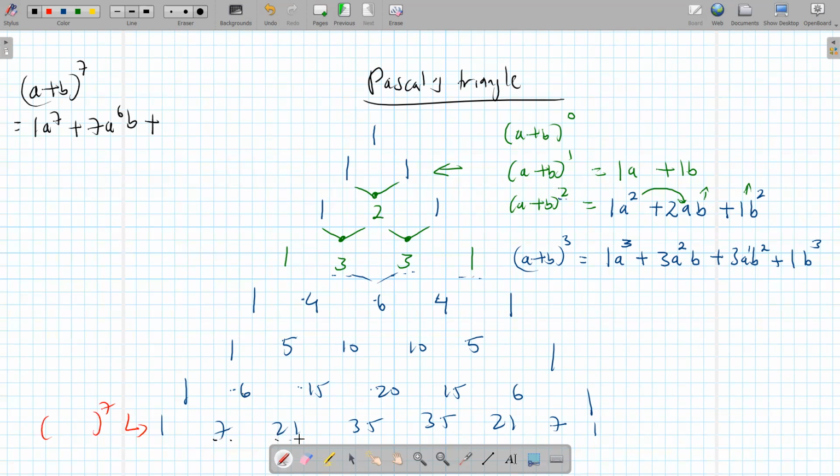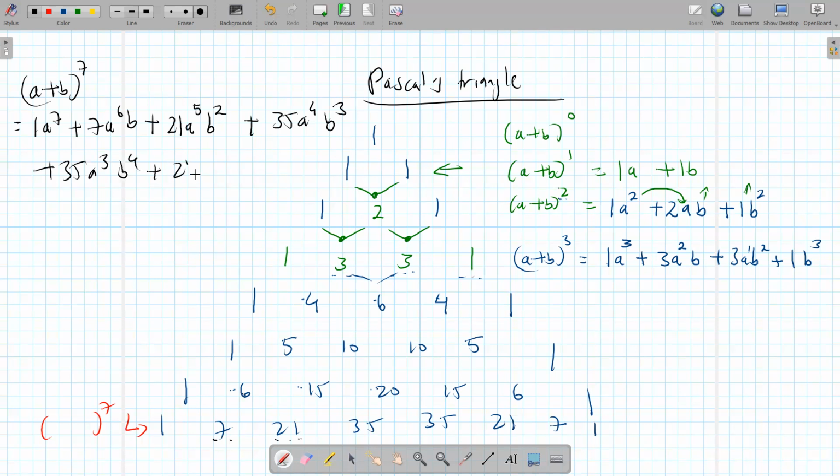What's the next term going to be? So the next coefficient is 21, right? So 21. The power of a goes down by 1, so it becomes a^5. The power of b goes up by 1, becomes b^2, like that. What's the next term? 35a to the power 4, and then b cubed, just like that. And the next one will be 35a^3b^4.